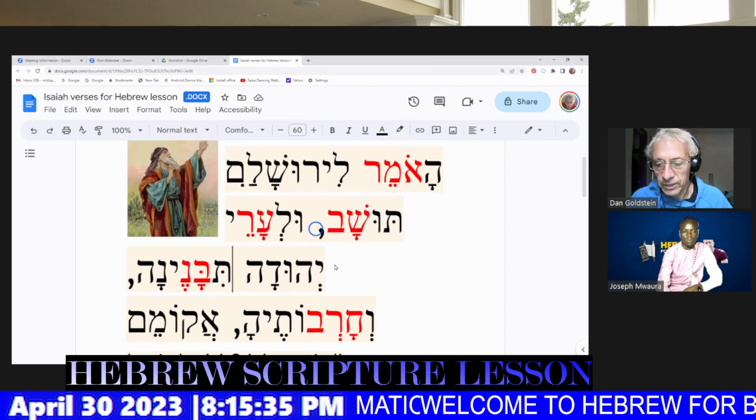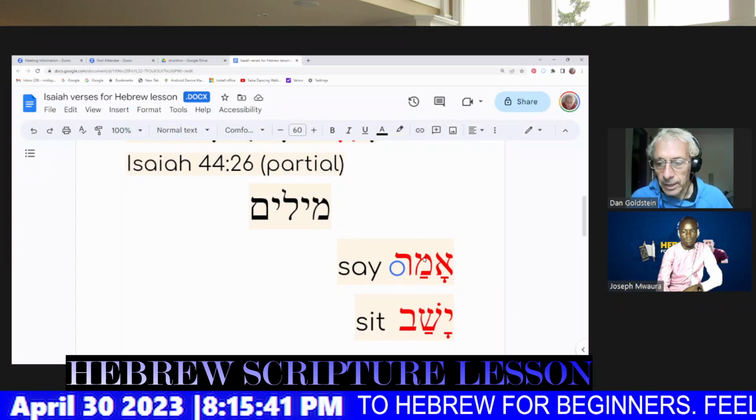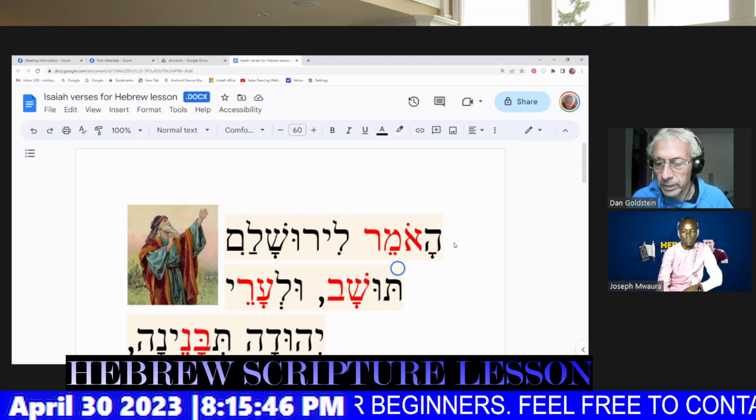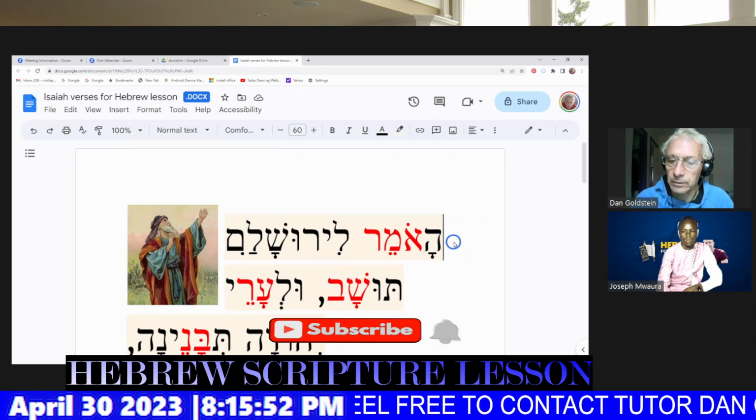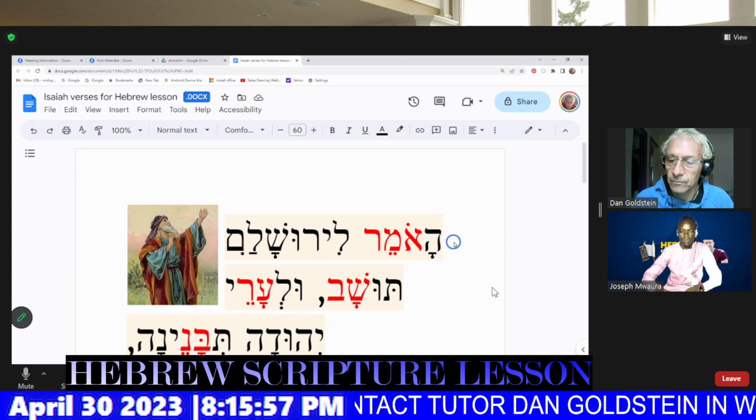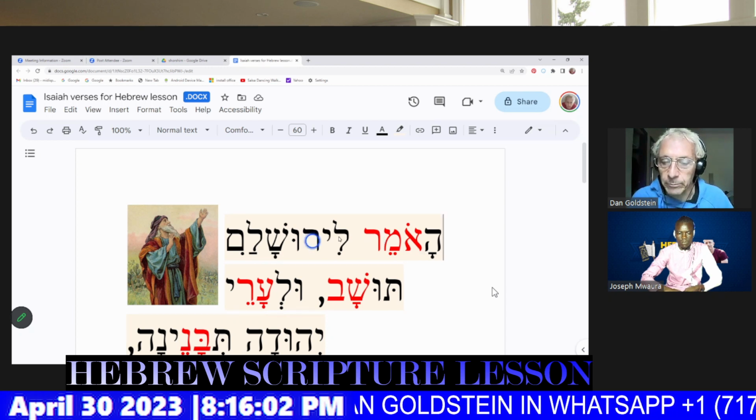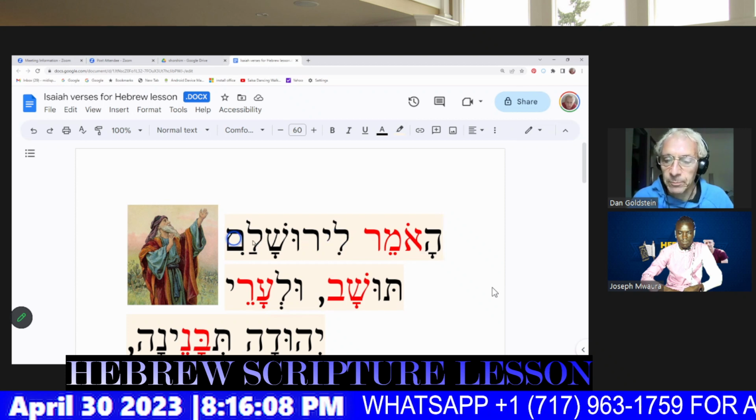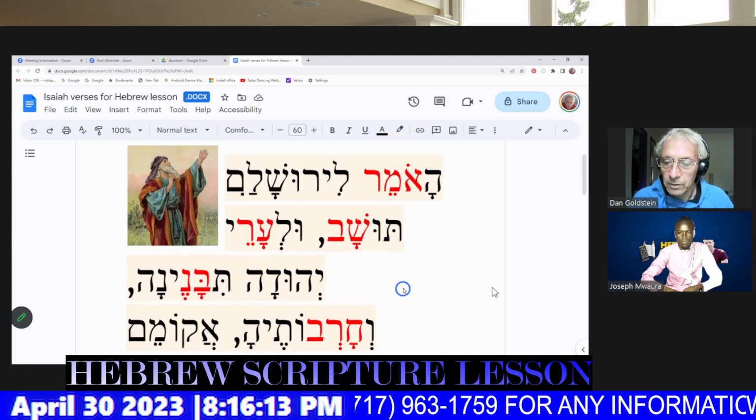We see the first shorish is amar, to say. And we encounter that shorish in the very first word of the verse, ha-omer. Let it be said. Ha-omer, let it be said. This is Isaiah declaring to the people, ha-omer, let it be said. L'Yerushalayim, to Jerusalem. Let it be said to Jerusalem, tushav, you shall be settled.